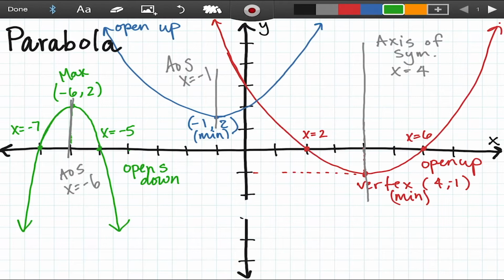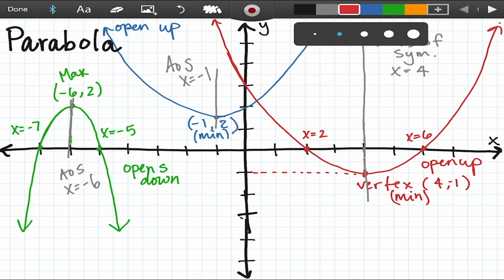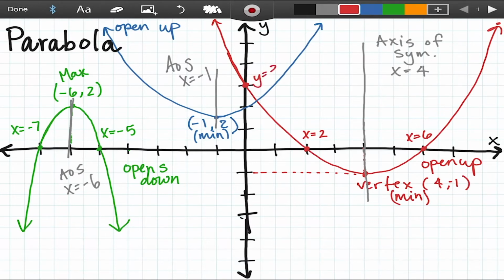All right, so if it can cross the x-axis, it can also cross the y-axis. So let's look at the y-axis over here. It's going to cross the y-axis right there, that's the y-intercept. 1, 2, 3. Y is equal to 3 for the red, 2 for the blue, and we can't tell what it is for the green yet.